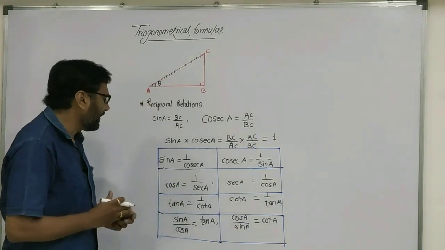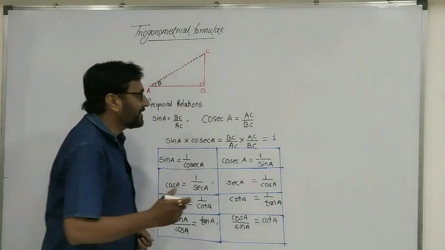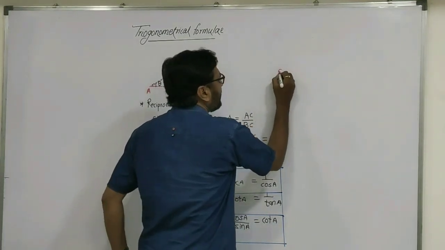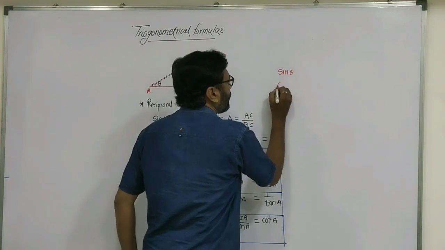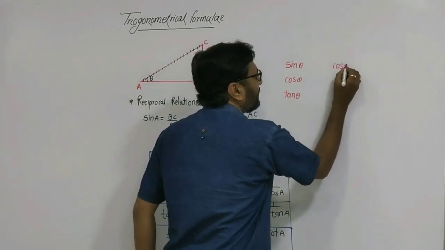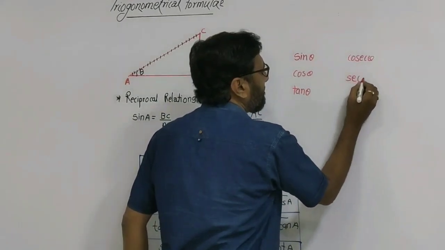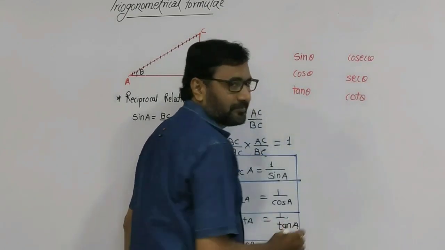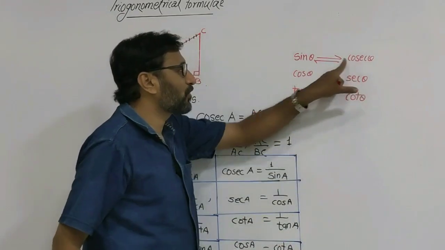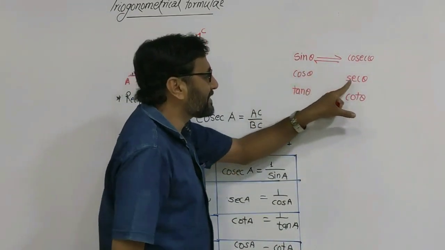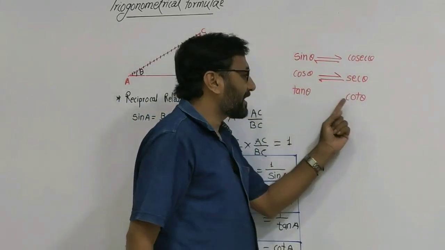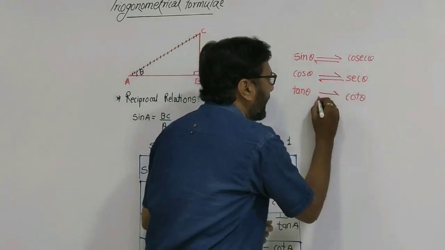Now, main thing is that how to remember all those identities. See, as I told you, you will write 6 words or 6 very important ratios. Sin theta, cos theta, tan theta, cosec theta, sec theta, and cot theta. You know, sin is reciprocal of cosec and cosec is reciprocal of sin. Cos is reciprocal of sec. Sec is reciprocal of cos. Tan is reciprocal of cot. Cot is reciprocal of tan.